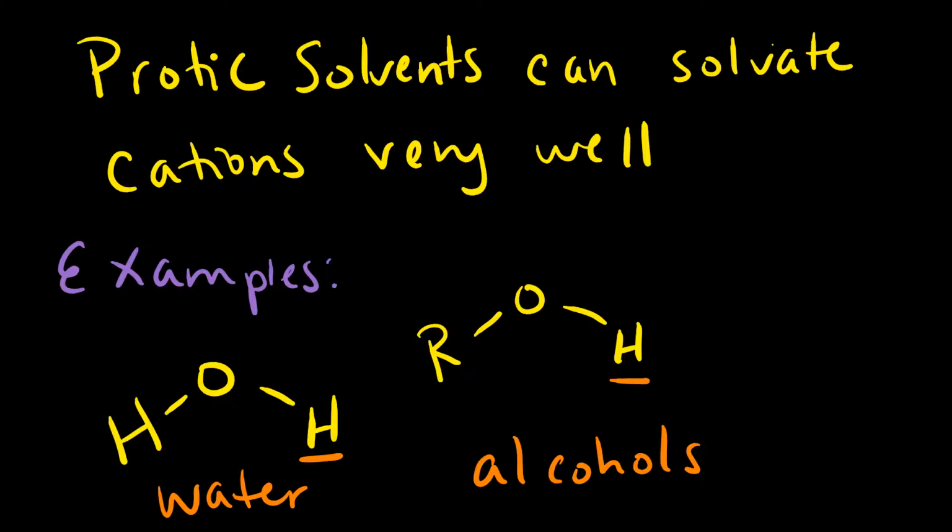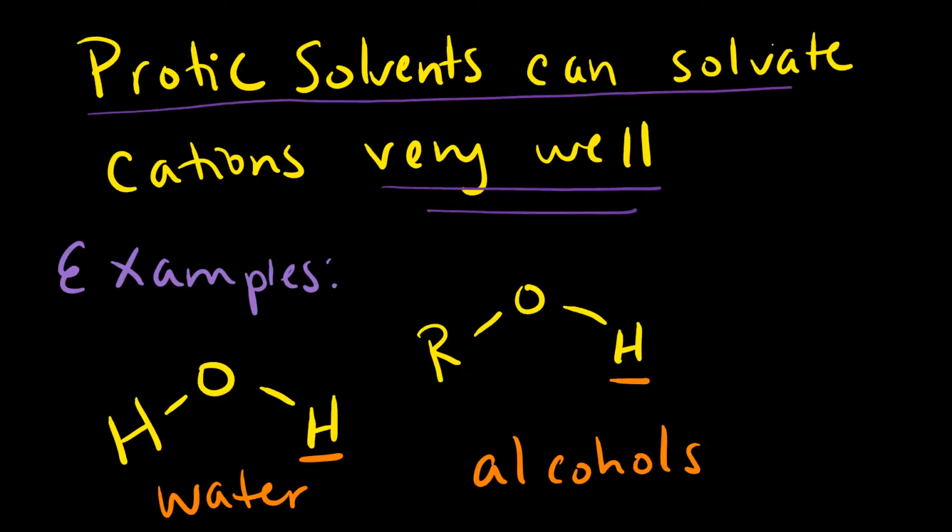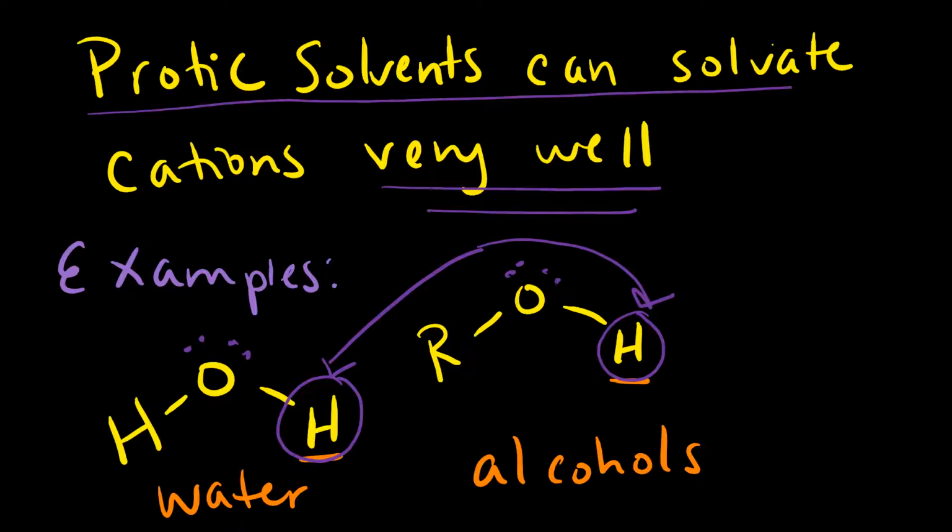Protic solvents can solvate carbocations very well, and that's key here. And the 2 most common types of protic solvents that you're going to see in this class are going to be water and alcohols. They both have a hydrogen here that can be involved in hydrogen bonding, and they also have oxygens that can accept hydrogen bonds. But the reason that they're protic is because of the proton here that can be donated for a hydrogen bond.